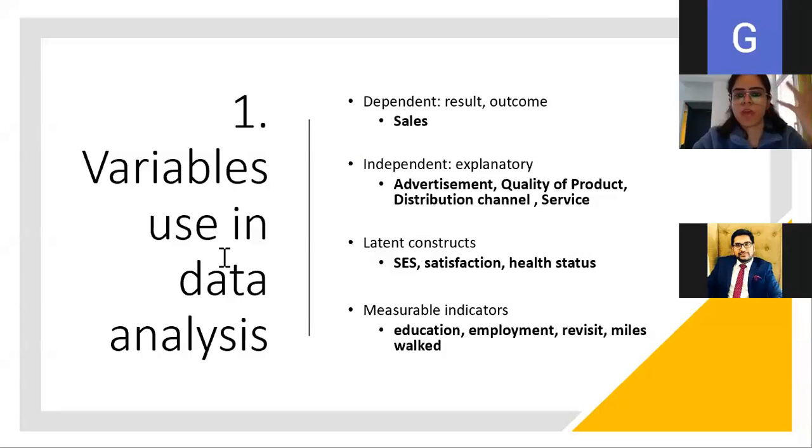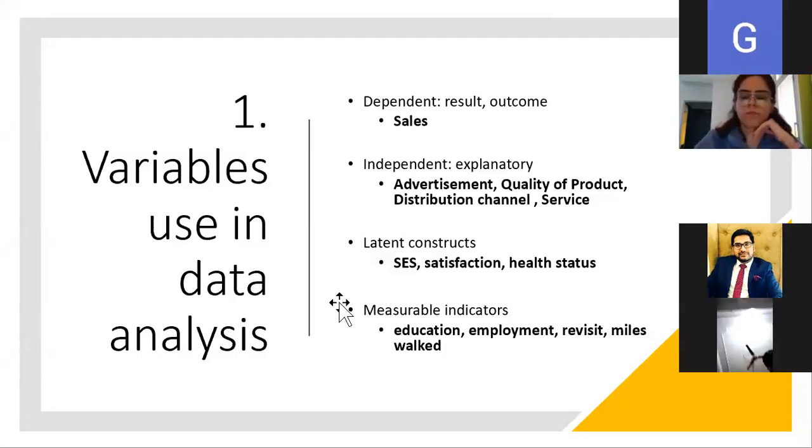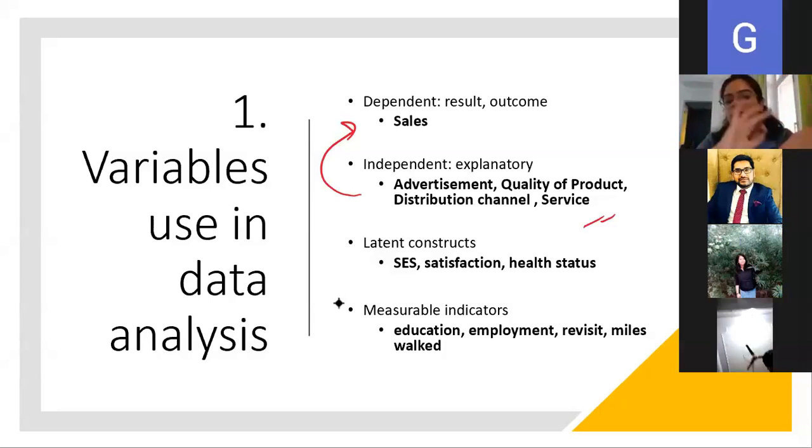So the variables we have discussed. What is a dependent variable? What do you understand by dependent variable? The one that is dependent on the independent variable. Yeah, the dependent variable is dependent on independent variables. So the changes in independent variables are seen in dependent variables. So if advertisement, the quality of product, distribution channel, service, all these are independent variables, they will have an effect on your dependent variable. For example, sales here.